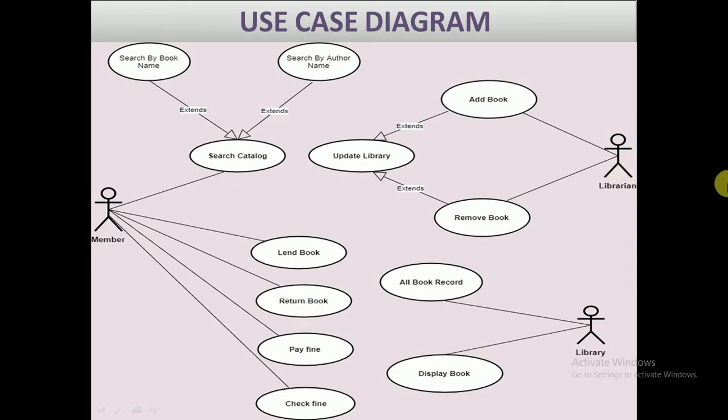And our third actor is the librarian. What is the function of the librarian? He can add a book to the library and remove a book from the library.